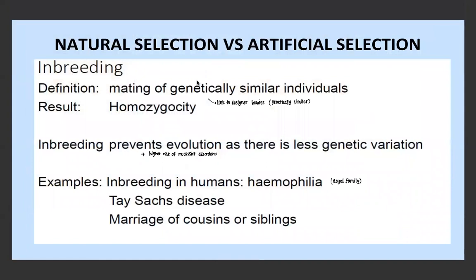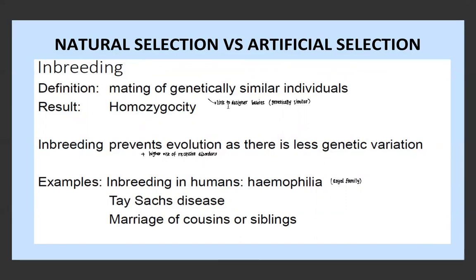So inbreeding, we know, is mating of genetically similar individuals. So it will result in homozygosity. These individuals, usually the traits that they share will be passed on until eventually the offspring only contain the traits for the desirable characteristics and the characteristics that their ancestors shared. There will be much less variation in the population after inbreeding. Inbreeding prevents evolution because there's less genetic variation, and also because there's a high risk of recessive disorders.